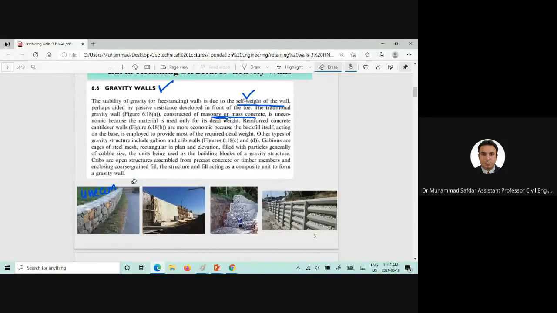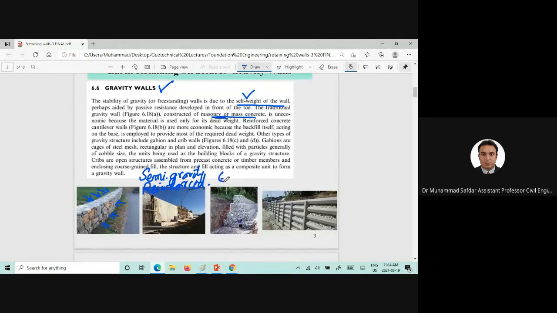Now, in order to reduce the cost of these retaining walls, semi-gravity retaining walls, reinforced concrete retaining walls, are constructed. And we can clearly see that those lateral pressures are retained by the massive structure of this gravity retaining wall. Passive pressures are also applied, but usually these are ignored in the design.